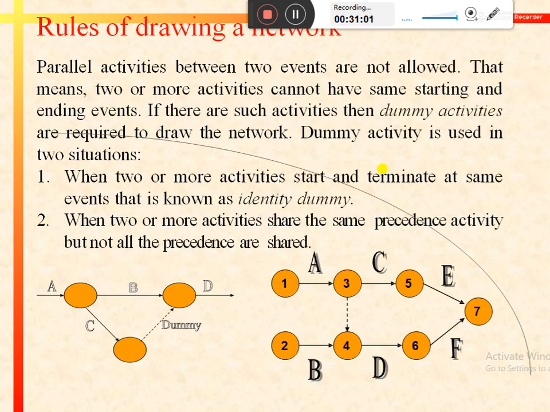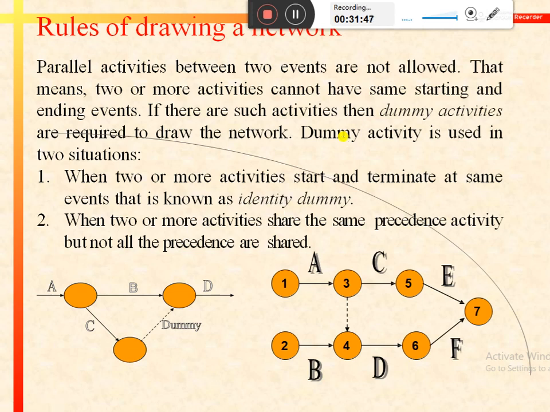The final rule that is of great importance while drawing a network is that there cannot be two parallel activities between similar starting and ending events. That means if there are two events like 1 and 3 in this particular network, then there cannot be two activities between these two points which have the same starting event and the same ending event. If there are such activities, then dummy activities are required to draw the network.